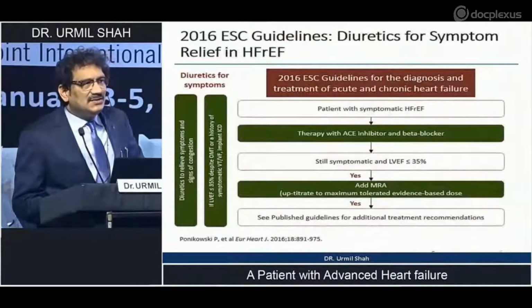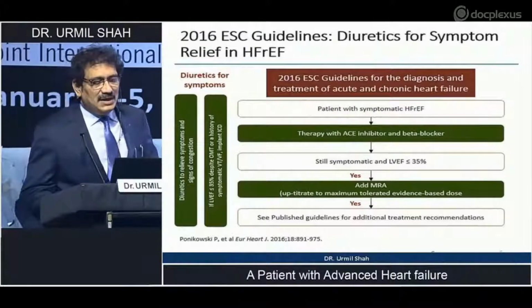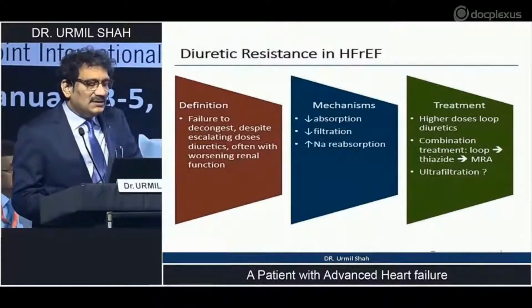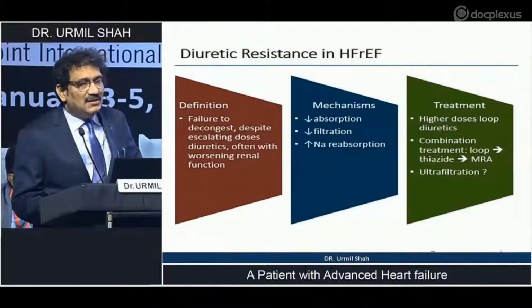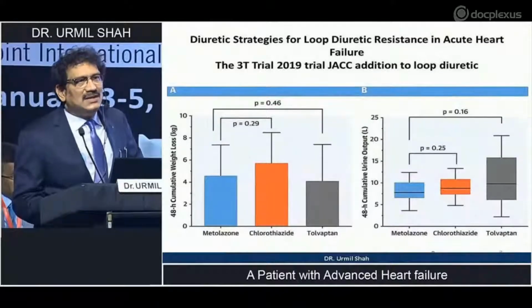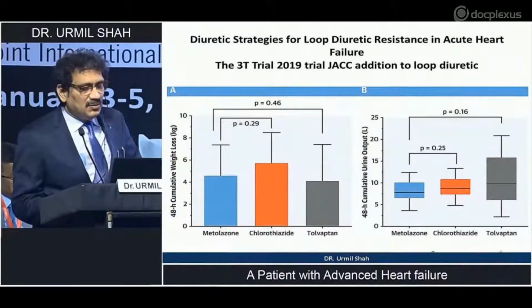When the patient has NYHA class 3 advanced heart failure, diuretic is an important part of the treatment. Sometimes the patient has diuretic resistance, failure to decongest despite escalating doses, often associated with worsening renal failure. In this situation, addition of another diuretic to the loop diuretic is very helpful. There are 3 other diuretics available: metolazone, chlorthalidone, and tolvaptan. All 3, in addition to the loop diuretic, are beneficial. Tolvaptan has the advantage that it causes less hyponatremia.